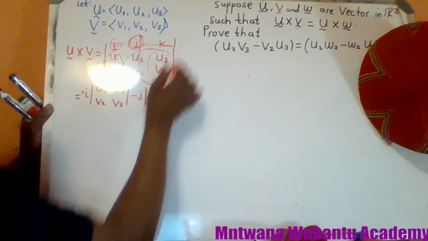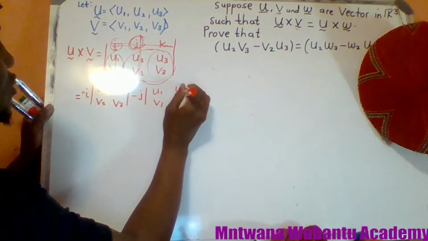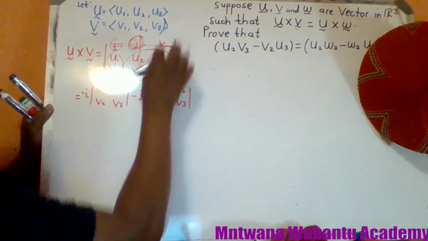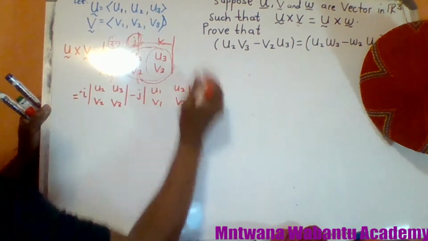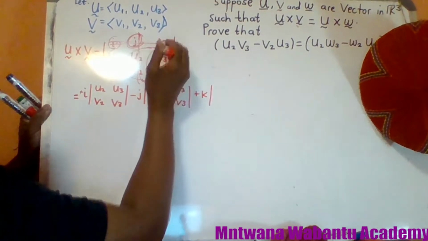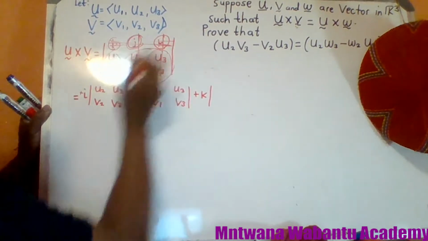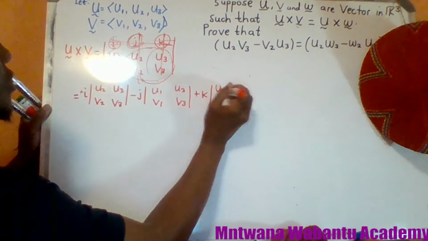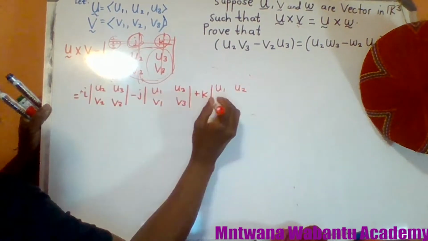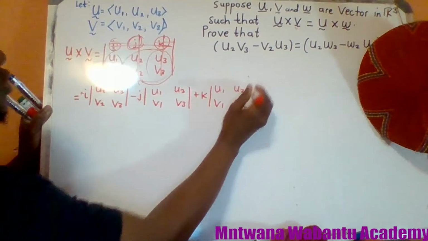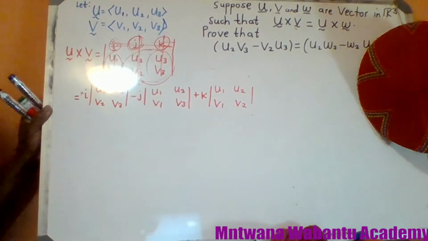Since this is negative J, if you're looking for this, I don't need this, I don't need this. So I'll take this one, which is U1, V1, and I'll take this one, so U1, V1, and then U3, V3.